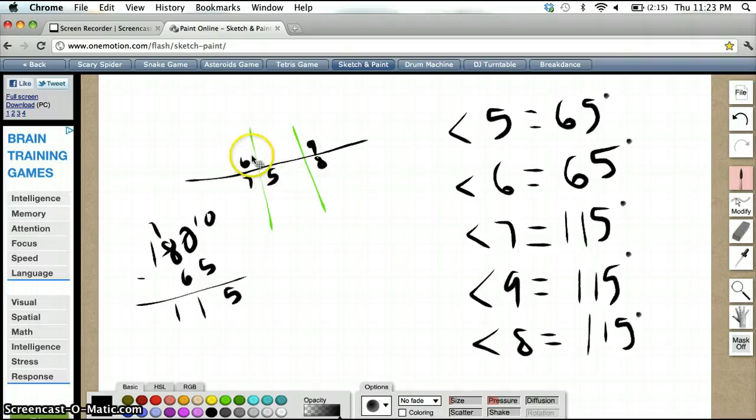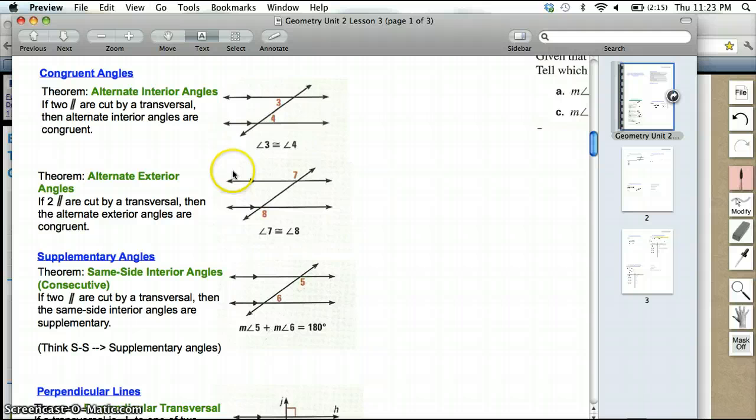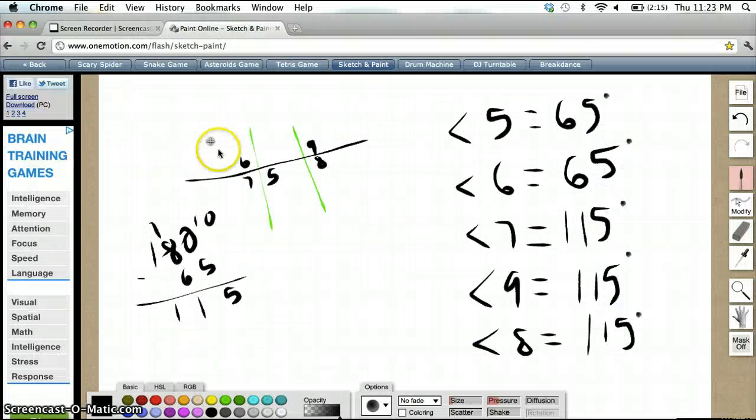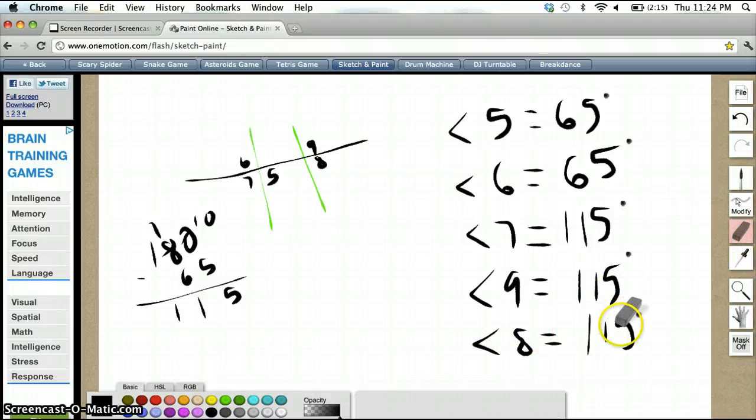Now, angle 6 is 65 degrees, we already knew that. Angle 8 and angle 6 are alternate exterior angles, and again, alternate exterior angles are equal to each other. So angle 6 and angle 8 are equal to each other. Angle 6 is 65 degrees, so angle 8 should equal 65 degrees.